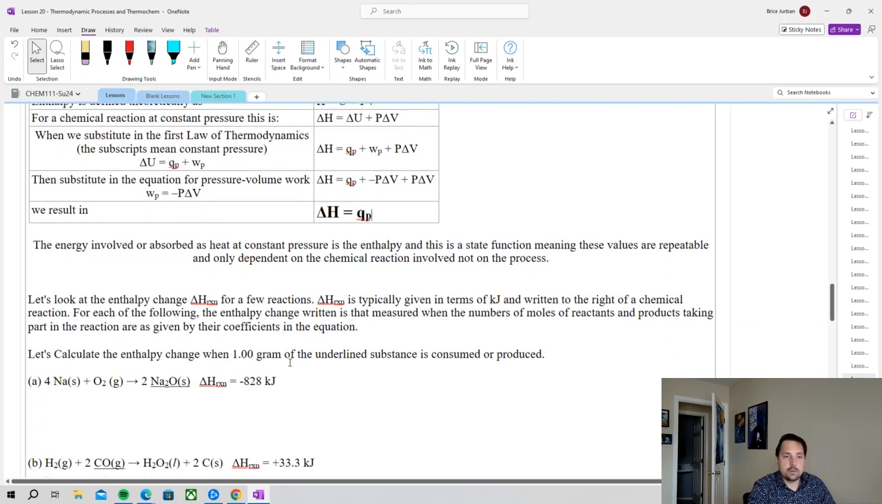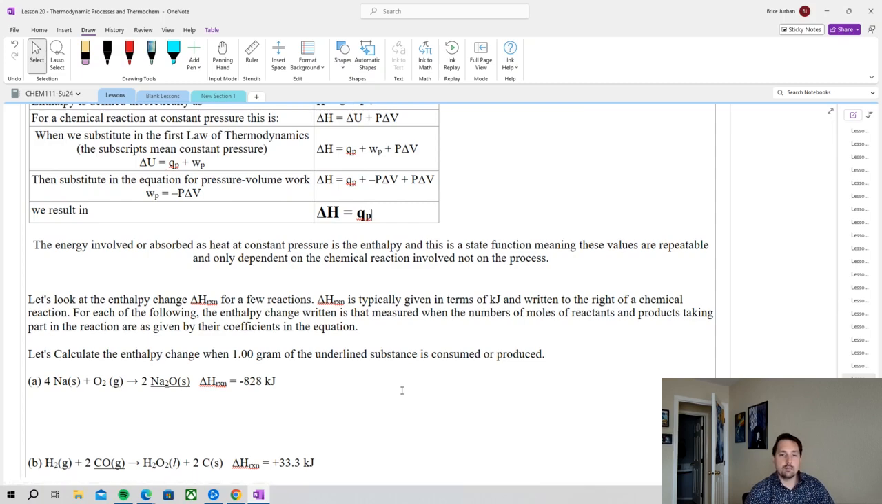Okay, so let's look at the enthalpy change for a couple of our reactions. And we're typically going to give these energy changes in terms of kilojoules, because chemical reactions give off a lot of heat, or they require a lot of heat. And so 1 joule is not very much.